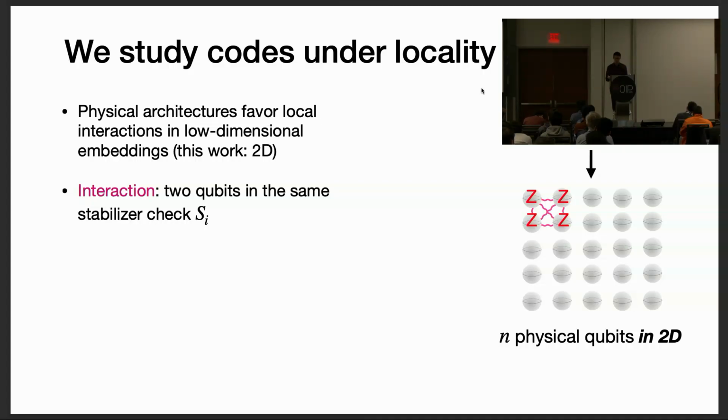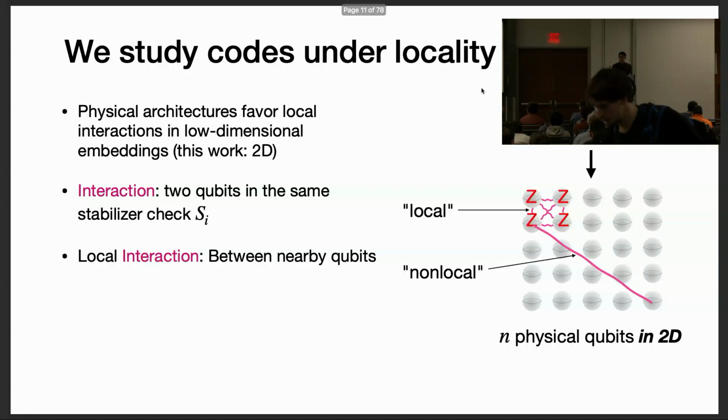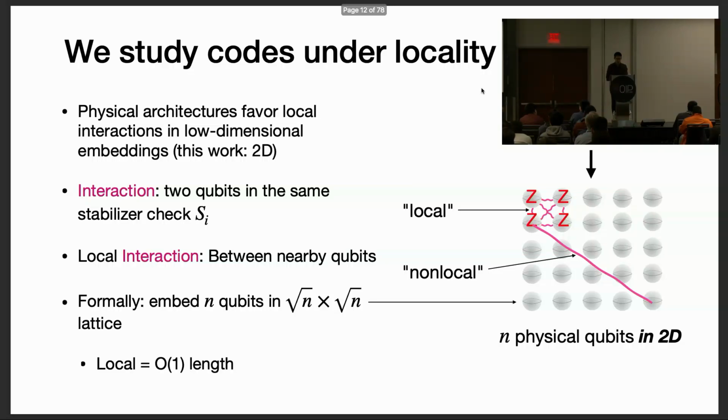So what are local interactions? An interaction is 2 qubits in the same stabilizer check, because to correct a stabilizer code, we measure the stabilizers. So this 4-qubit check has 6 interactions. An interaction is local if it's between a pair of nearby qubits. So in the embedding, the interacting qubits are close together. Formally, what do we mean by nearby? We think of our qubits as being embedded in a root n by root n lattice. An interaction is local if the qubits are a constant distance apart, constant independent of n. We call this the length of the interaction.